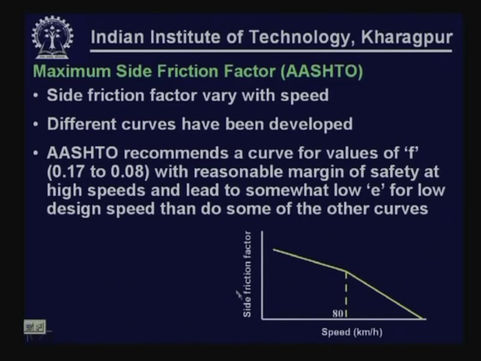The coefficient of side friction value ranges from 0.17 to 0.08 depending on the speed, and essentially this curve has two different slopes, up to 80 kilometers per hour one slope, and beyond 80 another slope. At around 80 kilometers per hour, the coefficient of friction value is around 0.14. So, this curve provides a reasonable margin of safety at high speed and leads to somewhat lower values for low design speed than some other curves. As I have indicated already, several other curves are also available.